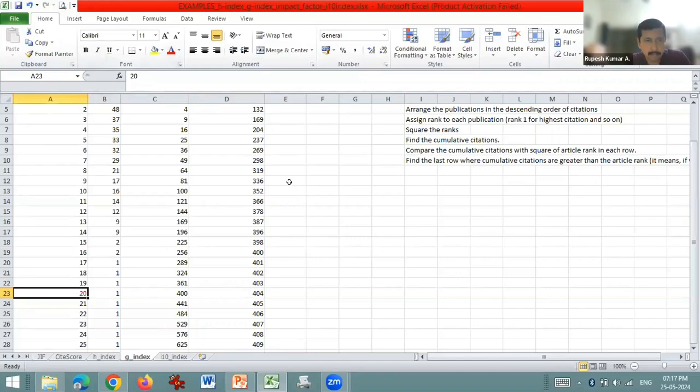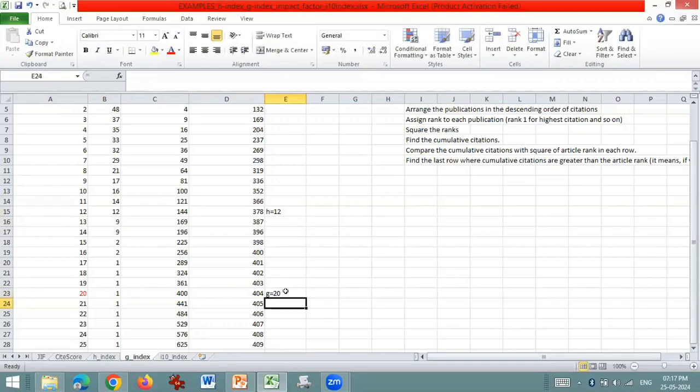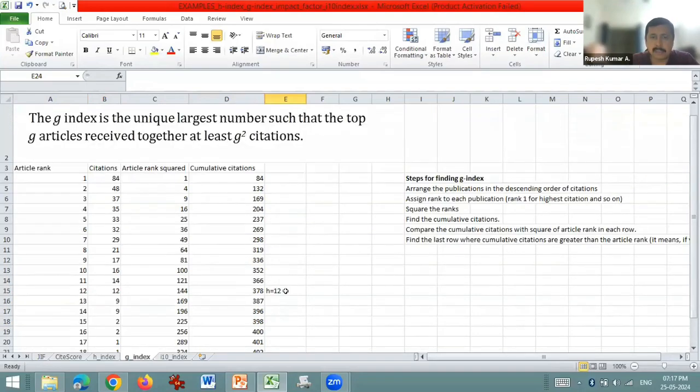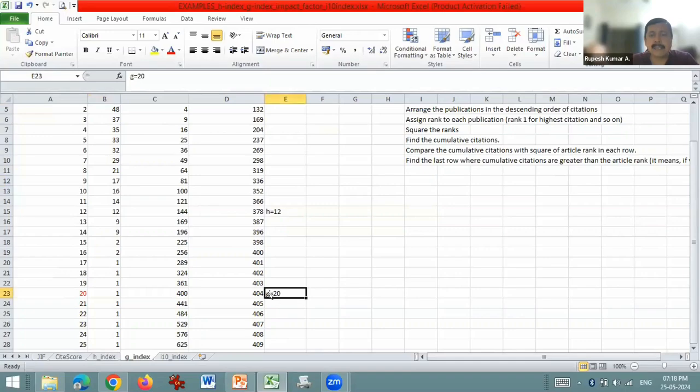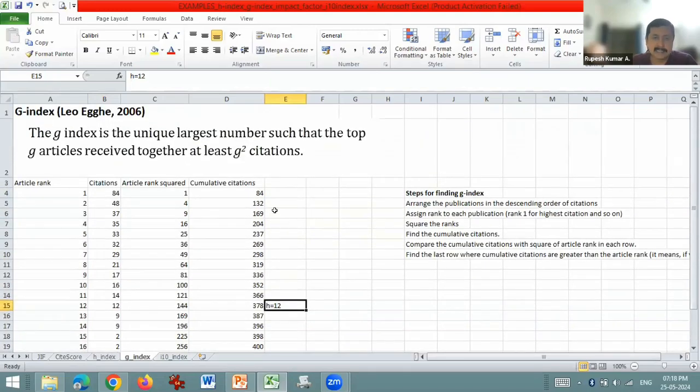So now consider H index. You said H index is 12. And what is G index value? 20. G index value is 20. Generally, for those authors who have got higher number of citations at the top, that means higher number of citations than the article rank, for them, a G index value will generally be higher than H index value. So this is another research impact metric commonly used by various institutions. Okay, G index.